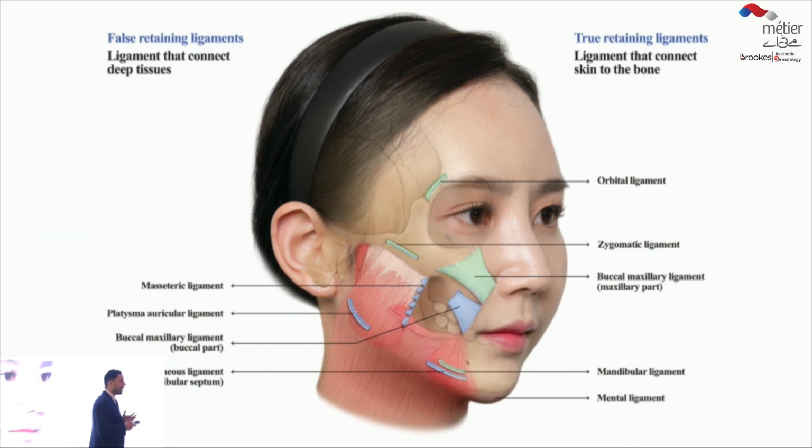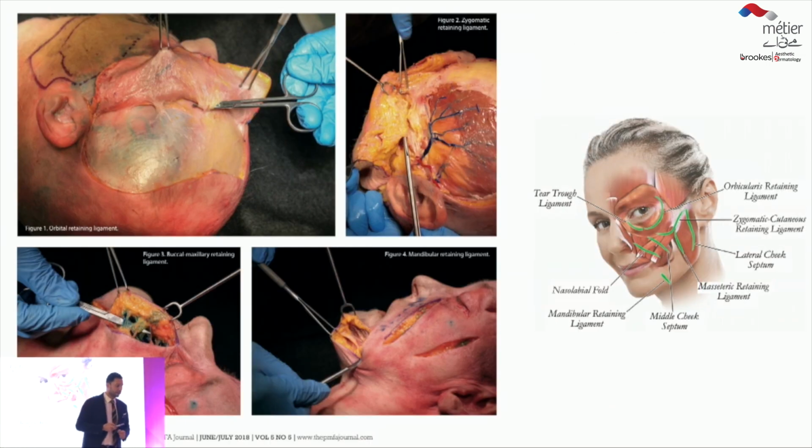The names don't matter, but you need to know where they are and what they are, because they help you. And when we do a cadaver dissection, we see ligaments. They're there. It's not just on drawings. They're there. So we need to use them to fix our threads.